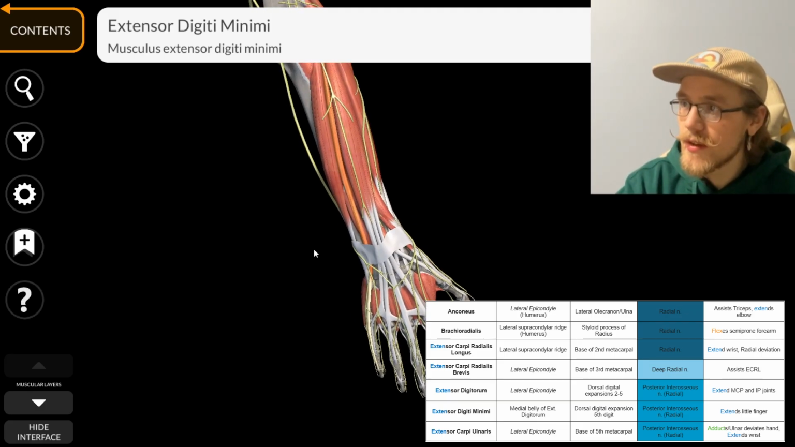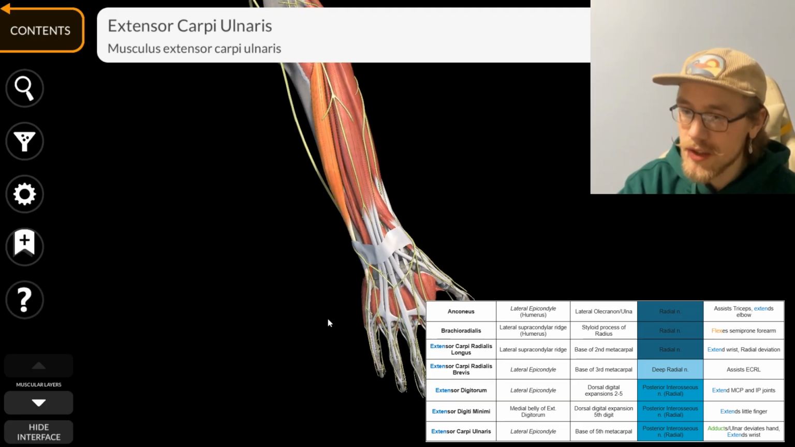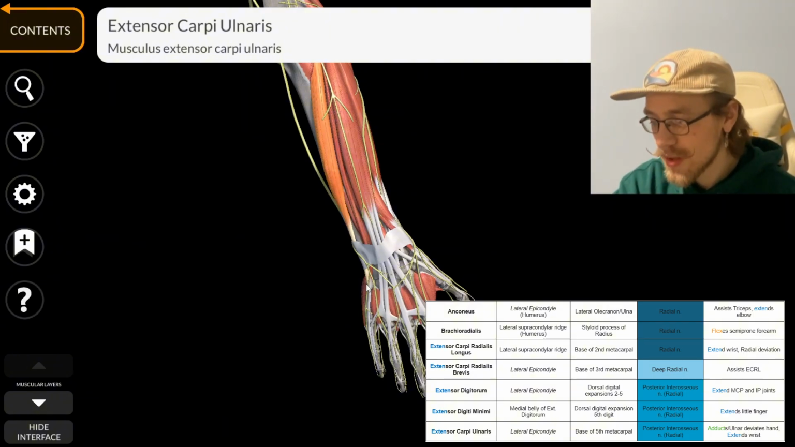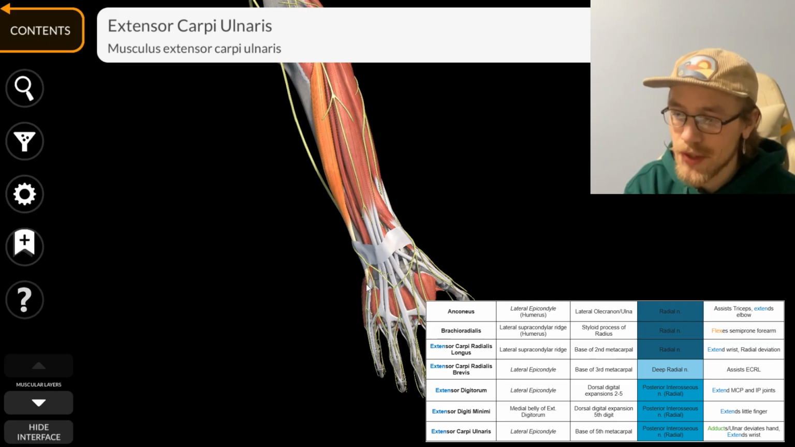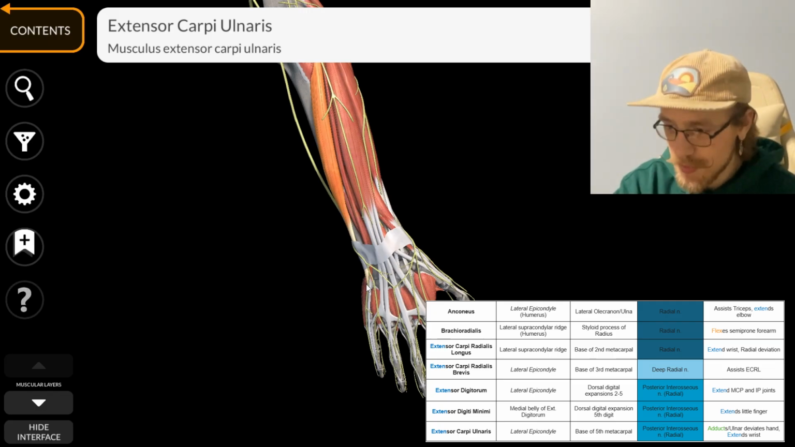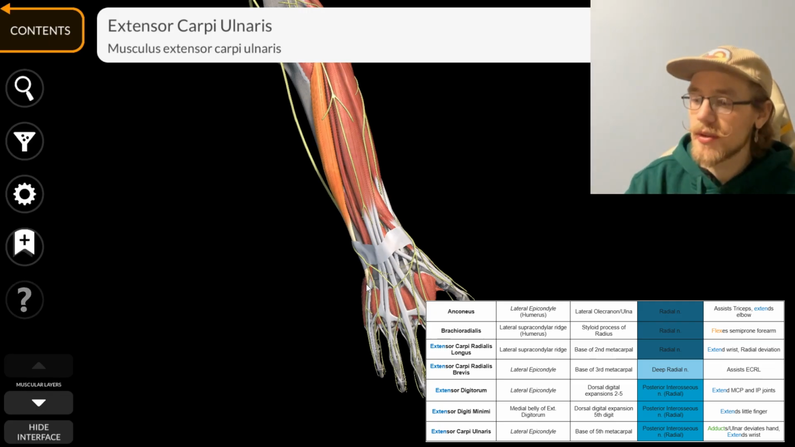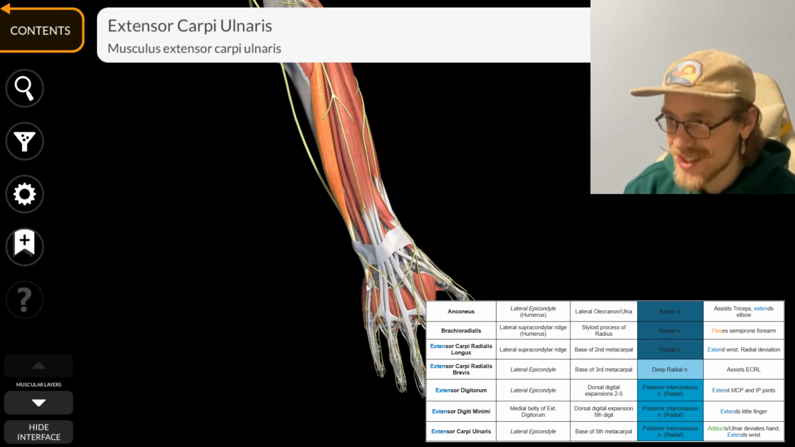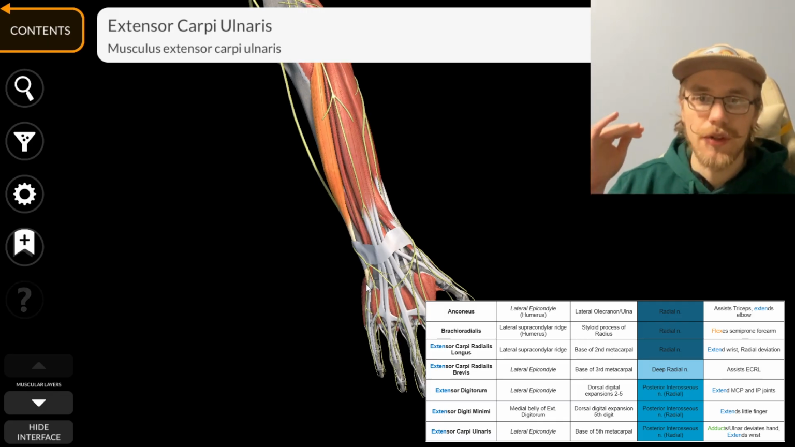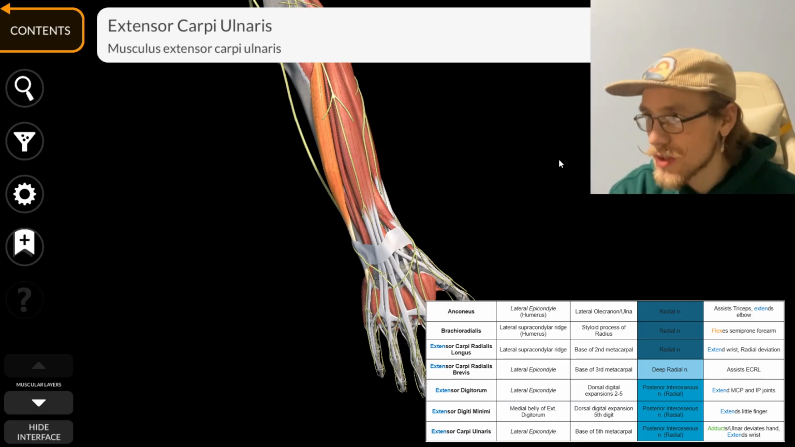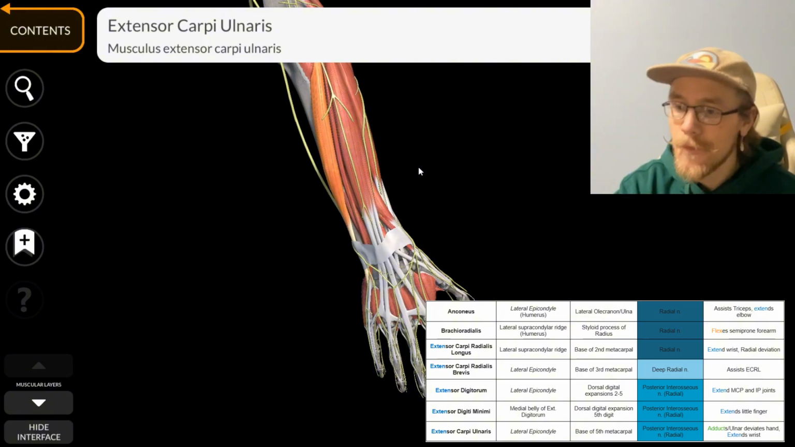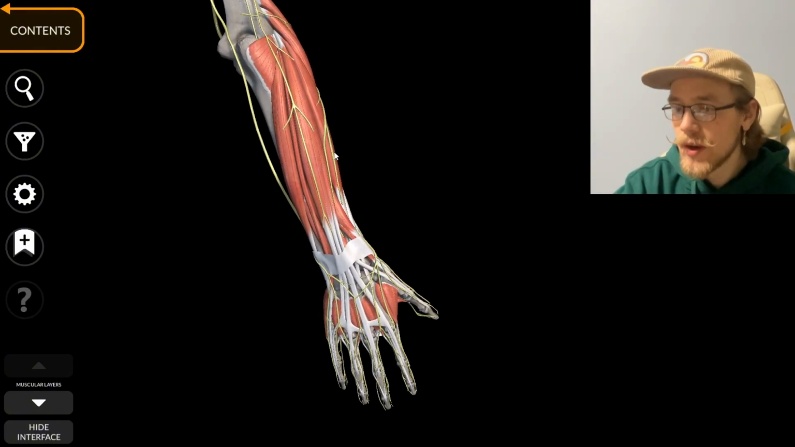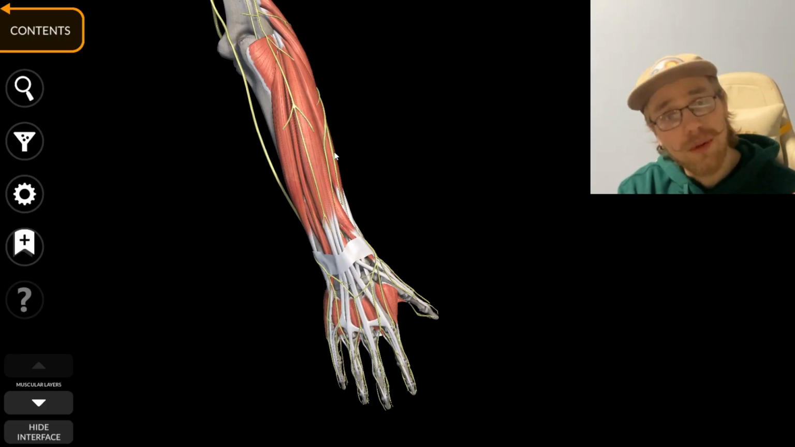Then the last thing we have to worry about is extensor carpi ulnaris. That's going to come from the lateral epicondyle, go to the base of the fifth metacarpal, so the base of your pinky, right in the palm of your hand there. It's going to also be posterior interosseous, and it is going to adduct and ulnar deviate as well as extend your wrist. That's your superficial layer, 7 muscles there, a little bit confusing. So a little bit of repetition could be helpful there. And now we'll move right on to our deep layer.